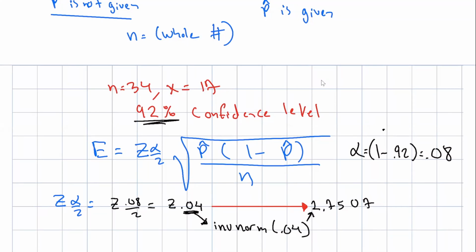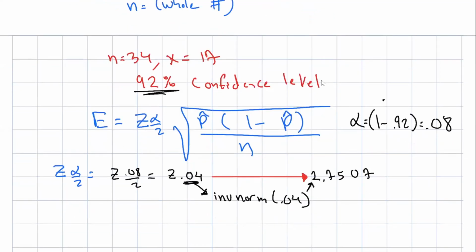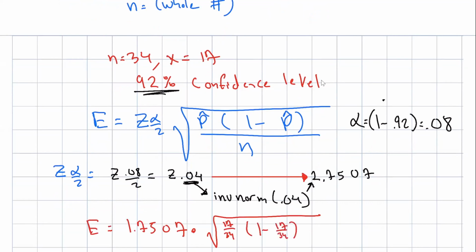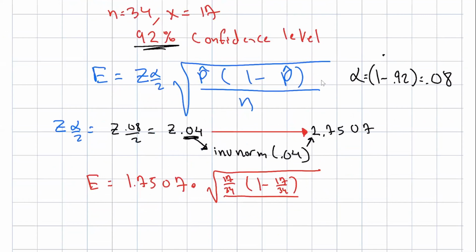All right, so let's go ahead and do the next part. The next part will be to get our margin of error. For margin of error, we'll do 1.7507, and we'll multiply that by the square root of 17 divided by 34, multiplied by 1 minus 17 divided by 34. And remember, you divide this by n. And n is 34.